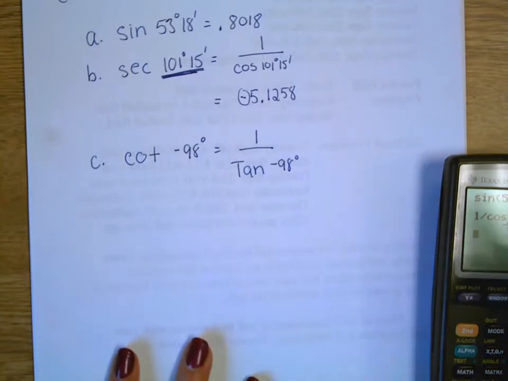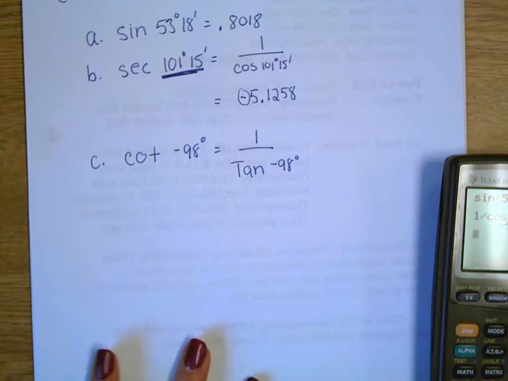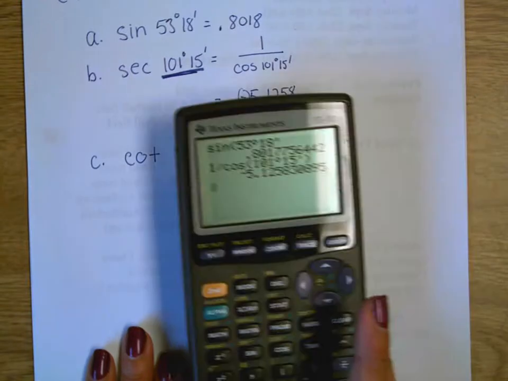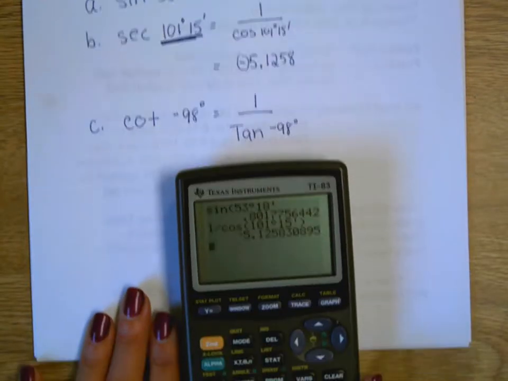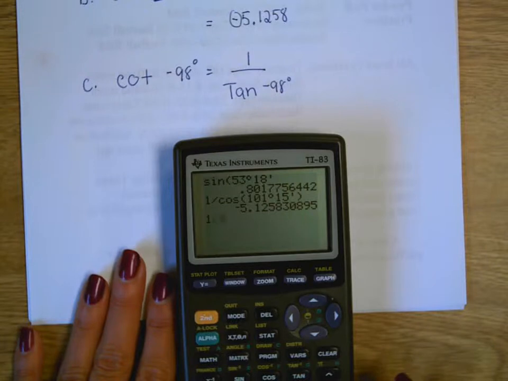No. Did we have to make them positive to read our green sheet? Yeah, because I need to know where to look. Calculator doesn't care whether you put in a positive or a negative. It can find it and do the math. So it's 1 divided by the tan of negative 98. I don't need to put the degree symbol in if it's just a degree, because I'm in degree mode. If I just hit enter right now, I'm good.